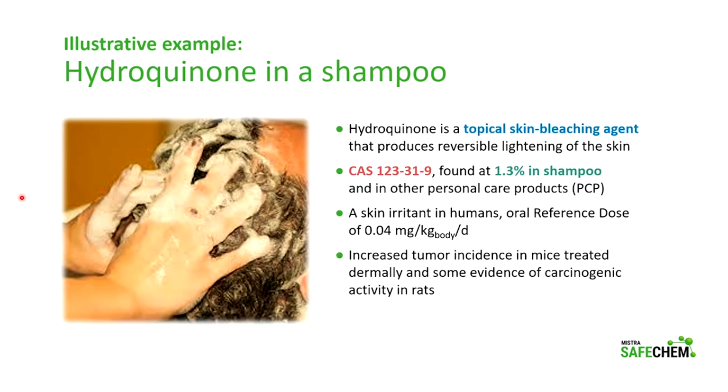So to take a little bit deeper look at how these interfaces work, I've brought an example for you. Looking at hydroquinone in a shampoo. Hydroquinone is a topical skin bleaching agent and is typically found in shampoos at a concentration of about 1.3%. And it has been implicated both in terms of being irritating to the skin in humans, and also there has been some evidence of increased tumor incidence in mice. So it's definitely something where we would want to assess the overall impacts.